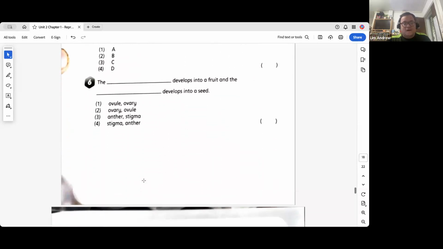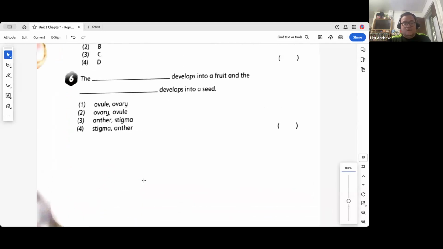Let's carry on. Question 6. The what develops into a fruit and the what develops into a seed? So, can I have a volunteer, please? Any volunteers?